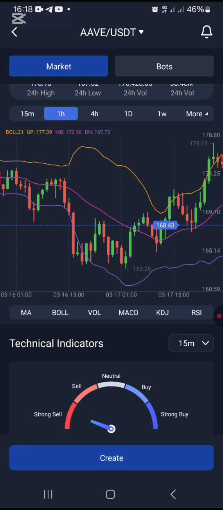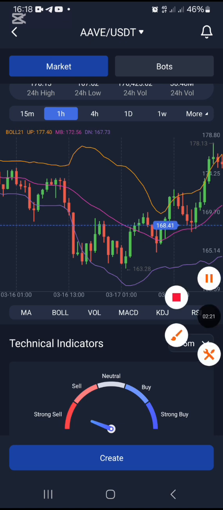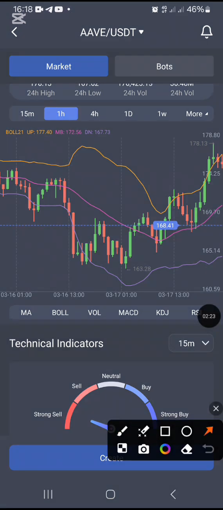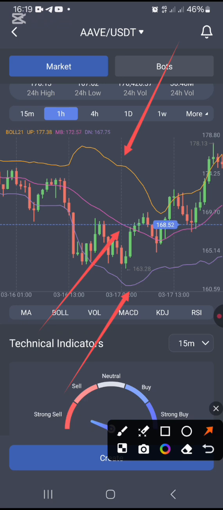One, they have 3 lines. They have the middle band. The middle band is a 20 moving average, as you can see. Then the lower band is a 2 standard deviation from the middle band, and the upper band is a 2 standard deviation from the middle band. That is the standard setting of this indicator.